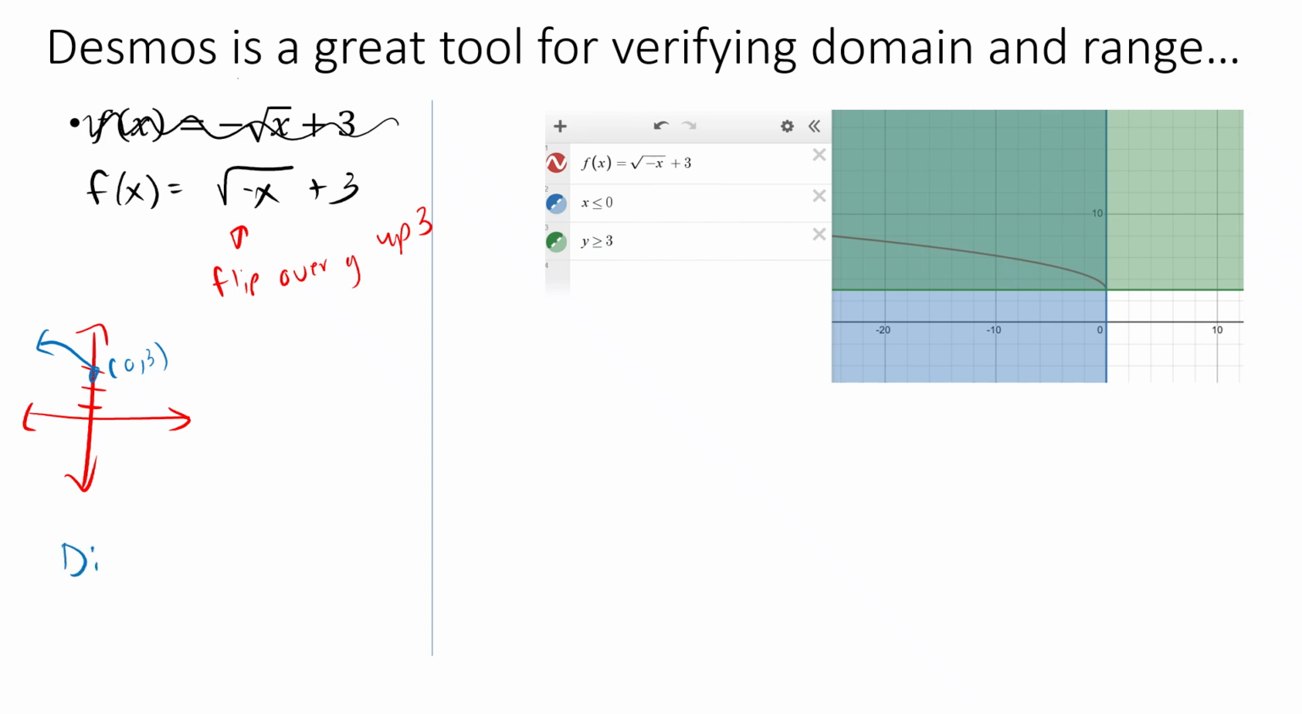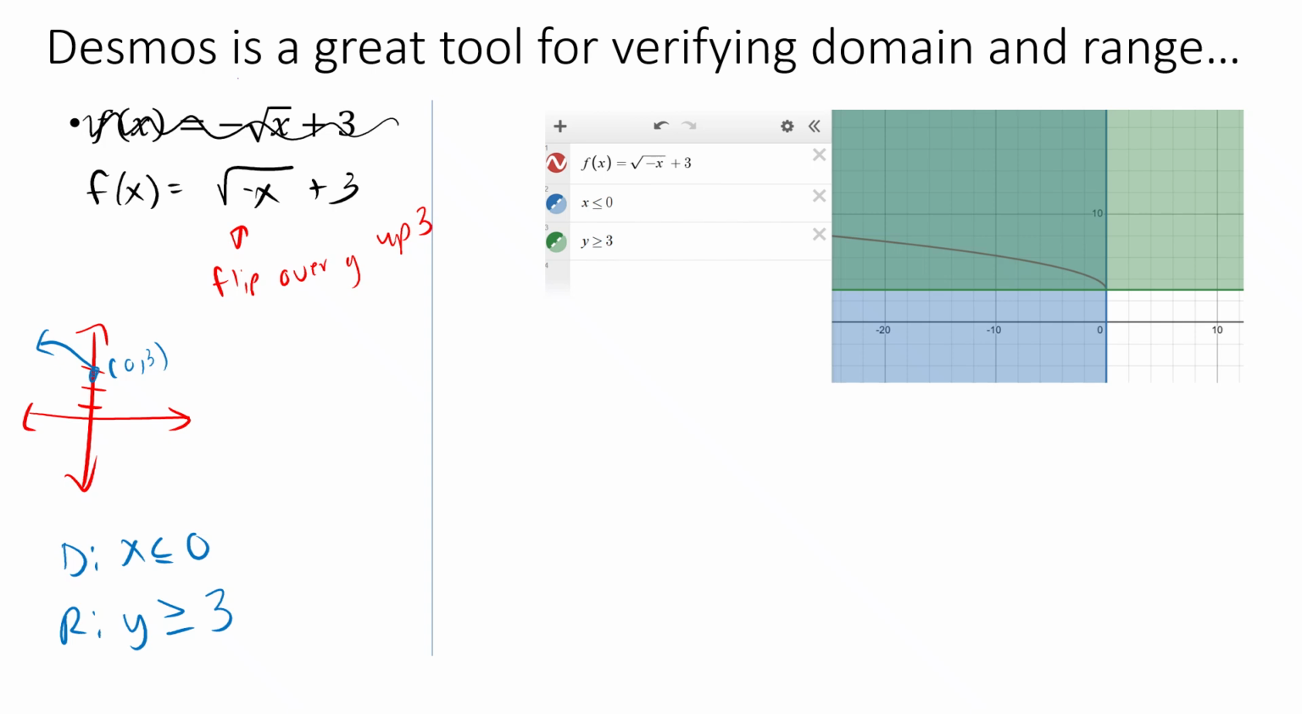And so my domain this time would be x is less than or equal to 0, because we're going to the left. And my y's this time are going up, so y is greater than or equal to 3. So sorry about that detour right there.